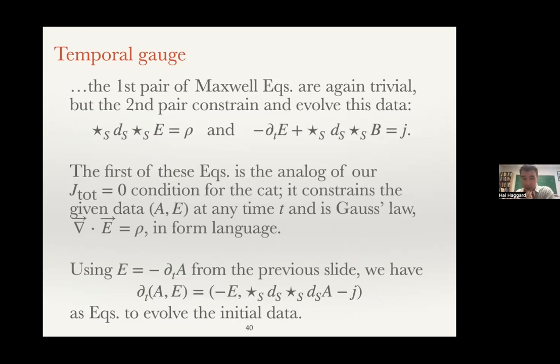Okay, so as we already said, the first pair of Maxwell equations are just trivial because of the whole setup. They're just immediate. But we can look at the second pair. And with the definitions we've just given, the second pair becomes: the spatial part of the Hodge star of the exterior derivative of E is rho. And this is for the time part.